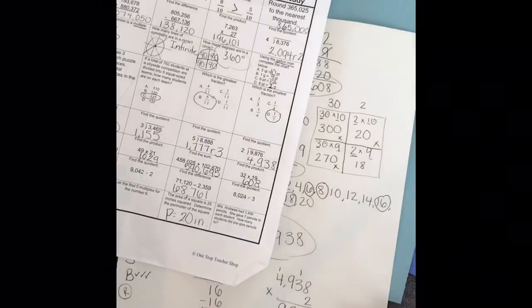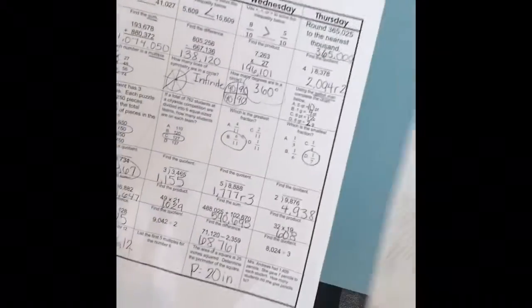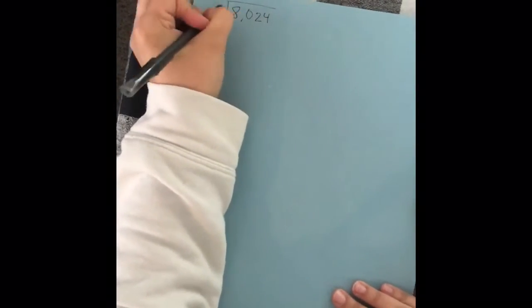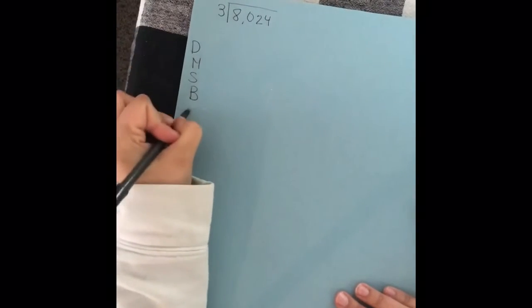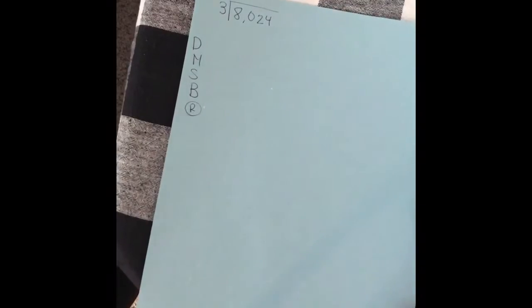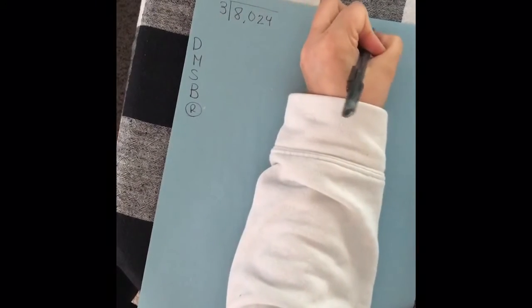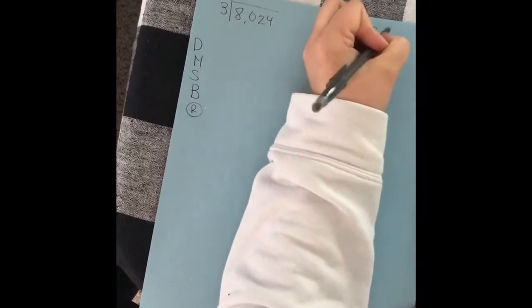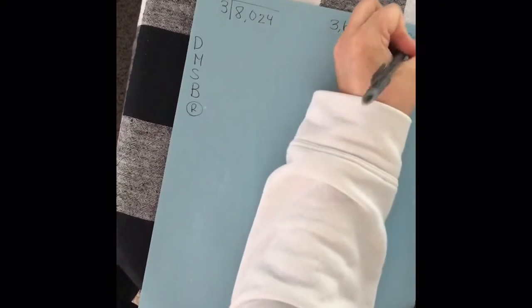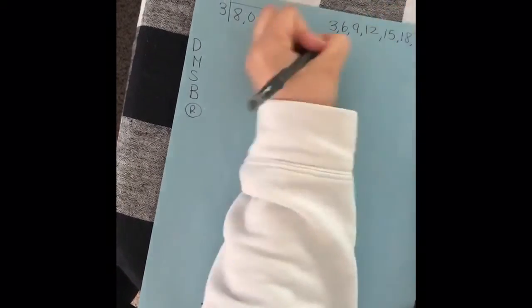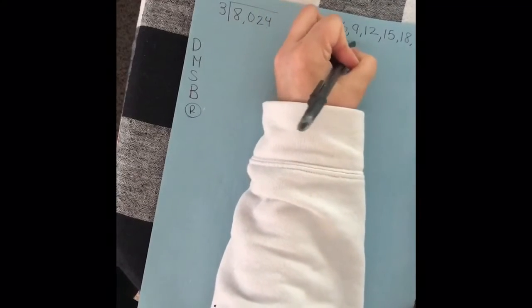Okay, our next one is, again, division. I'm running out of room here, so I'll do it over here. We have 8,024, and we're dividing by 3. Go ahead and list your steps. And list our first 10 multiples of the number 3. 3, 6, 9, 12, 15, 18, 21, 24, 27, and we end at 30.